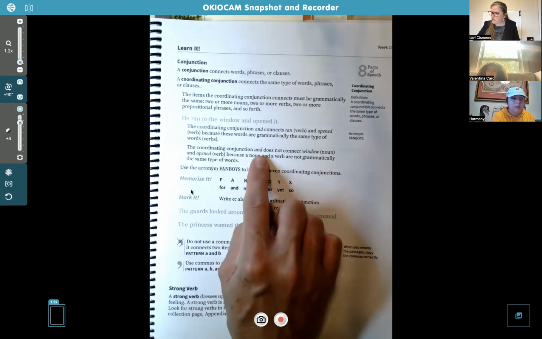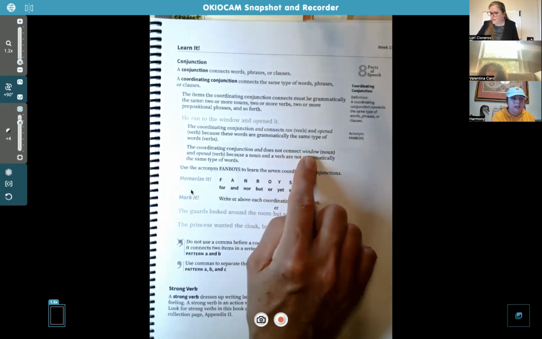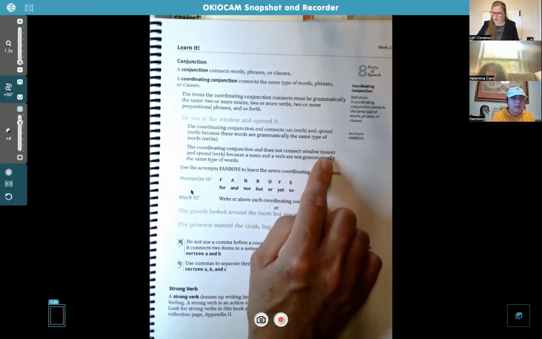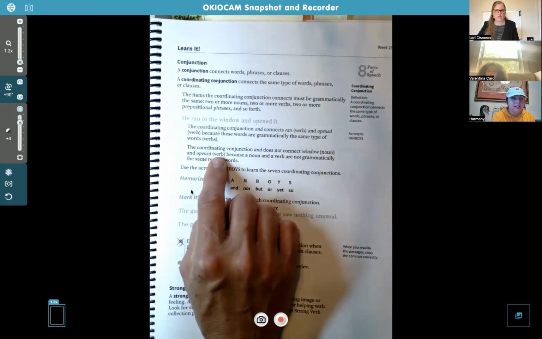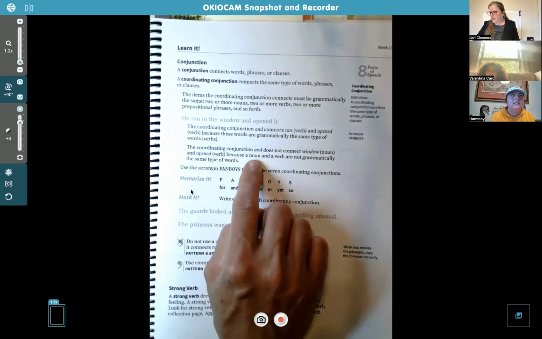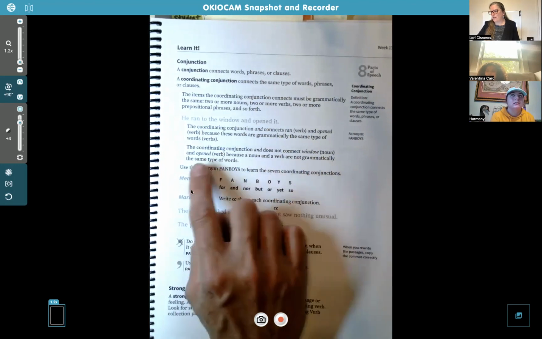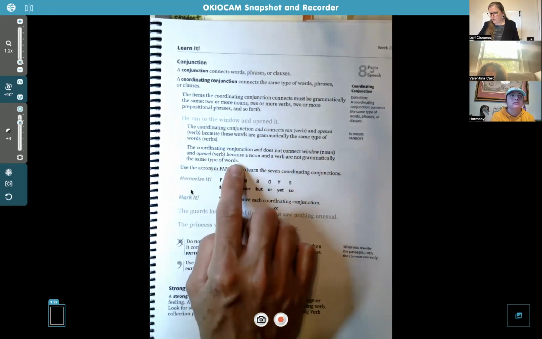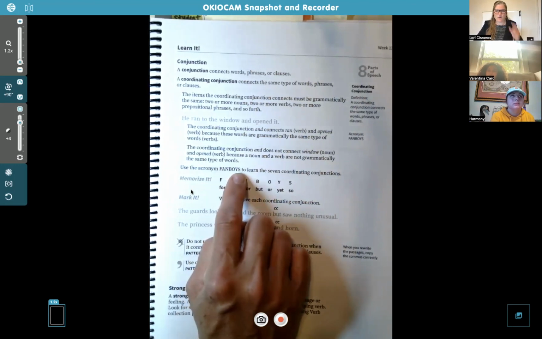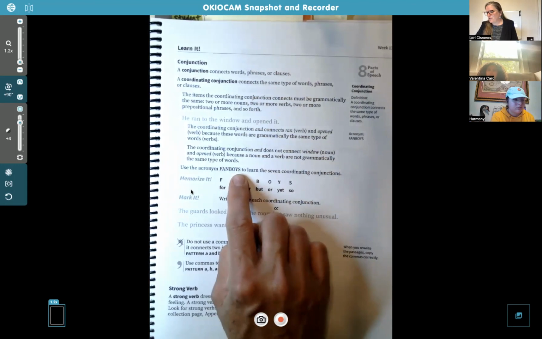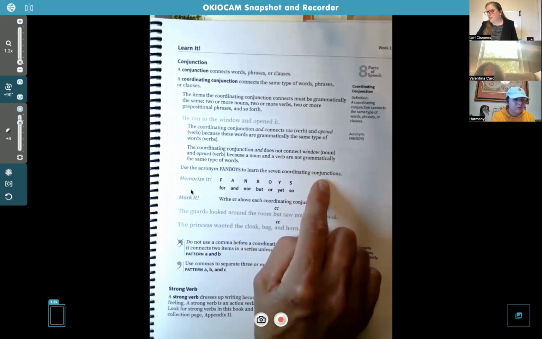The coordinating conjunction and does not connect window, which is a noun, and opened, which is a verb. It does not connect those two words because a noun and a verb are not grammatically the same type of words. Here's the acronym I was telling you about. Fanboys. Okay, so you got to remember when you think of coordinating conjunction, think of fanboys, to learn the 7 coordinating conjunctions.